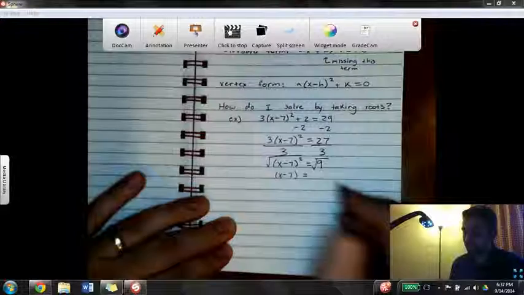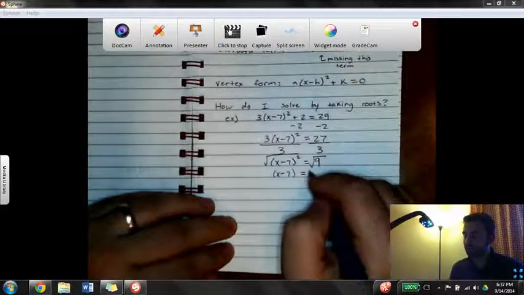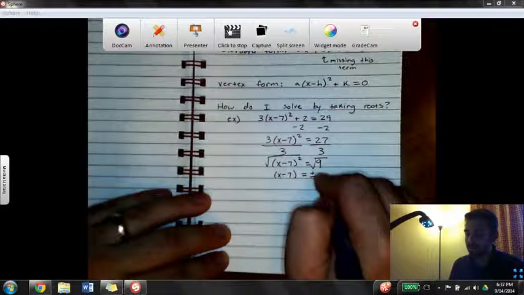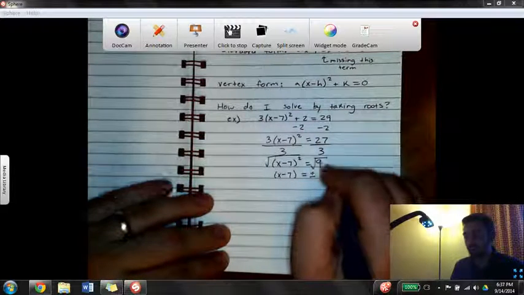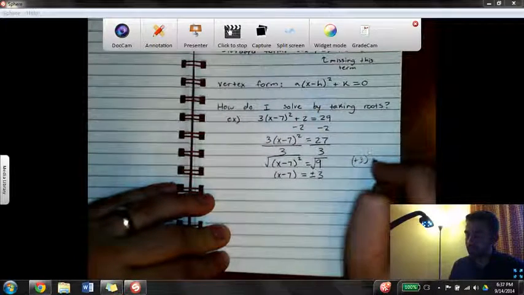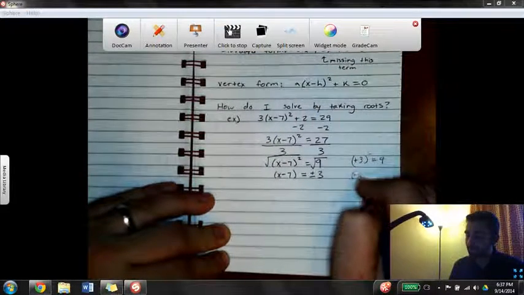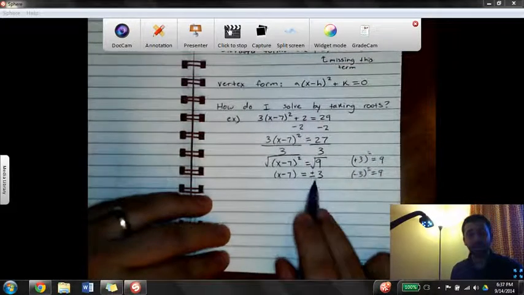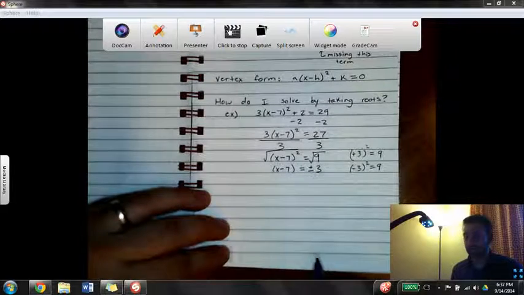Now when we take the square root of both sides in solving equations algebraically, we have a plus minus tacked on to whatever the square root of that number is. This is because positive 3 squared will give us 9, and negative 3 squared will also give us 9. So that's why it's important to make sure you have that plus minus symbol.